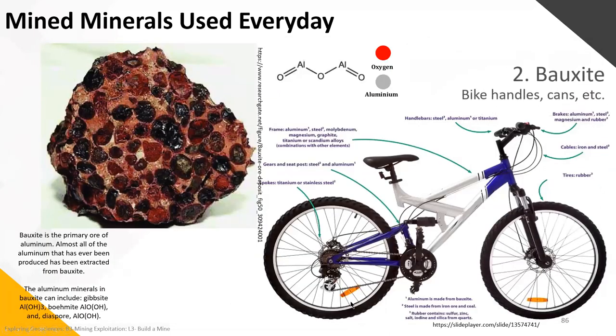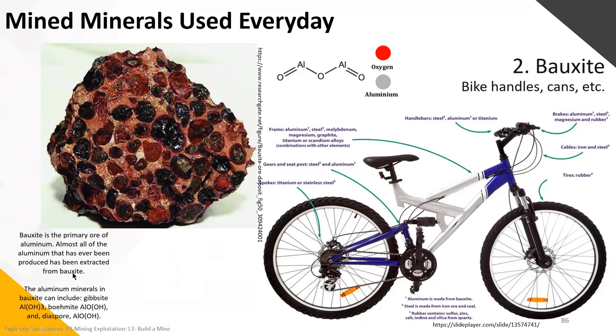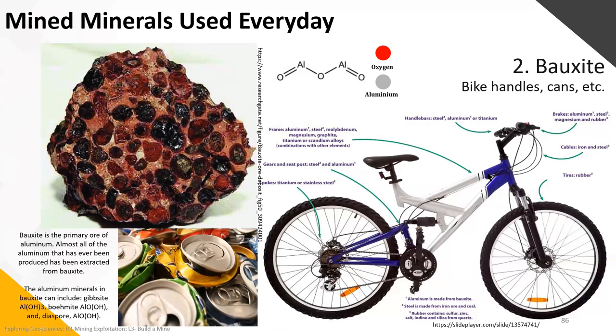If we move on, bauxite is the primary ore of aluminum. Almost all of the aluminum that has been produced is extracted from bauxite. Bauxite is used in what? Well, some examples here are bikes, the bike's handles. I've included also for a bike every other part that needs to come from a mine to exist.